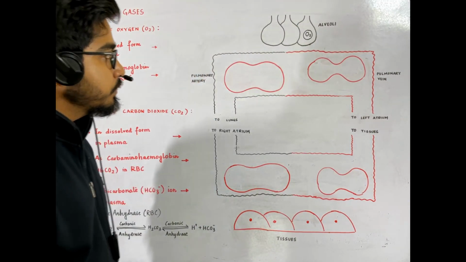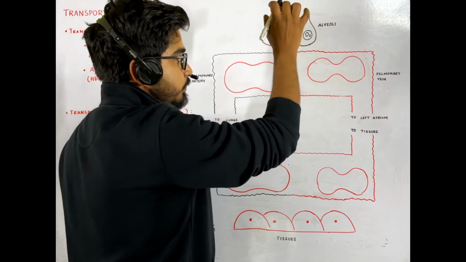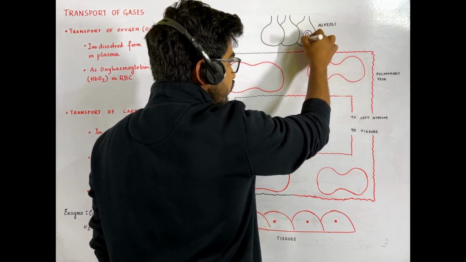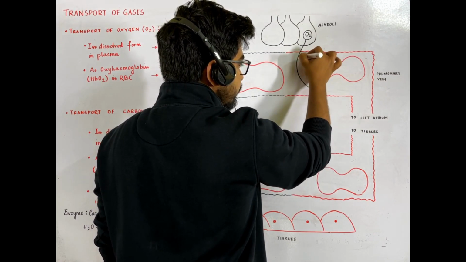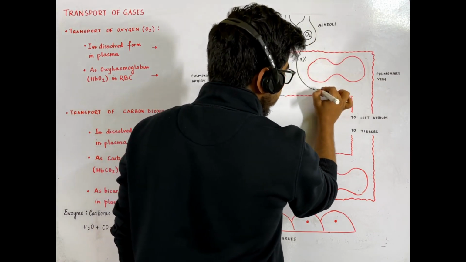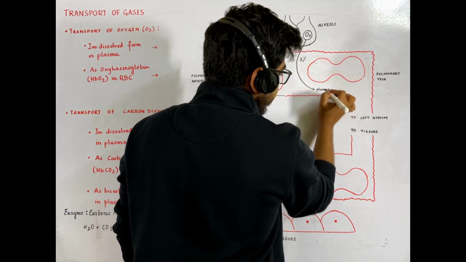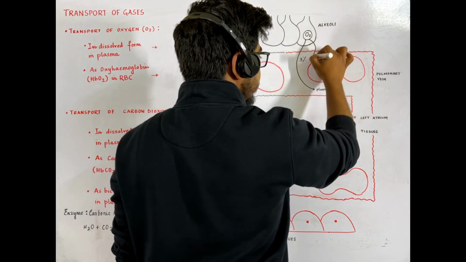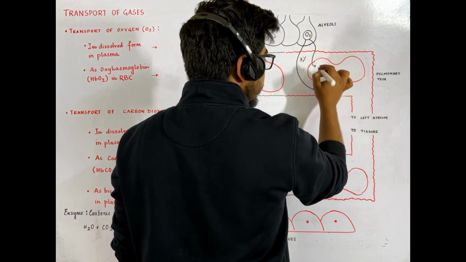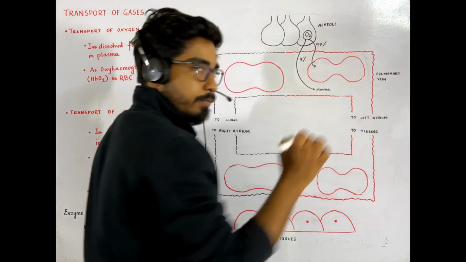So what happens from the total amount of oxygen that is present in the alveoli? 3% of the oxygen will dissolve into the plasma, and 97% of the oxygen will enter RBC.